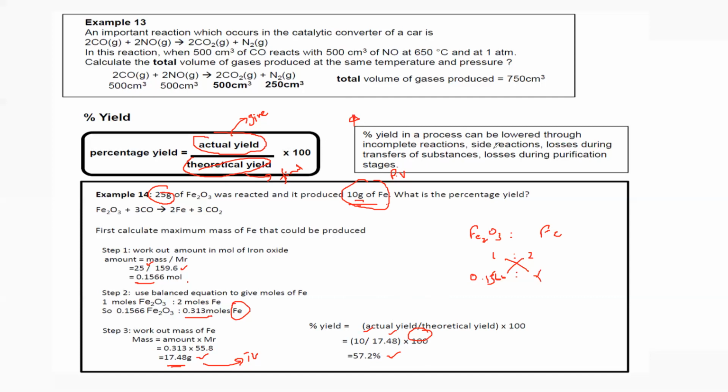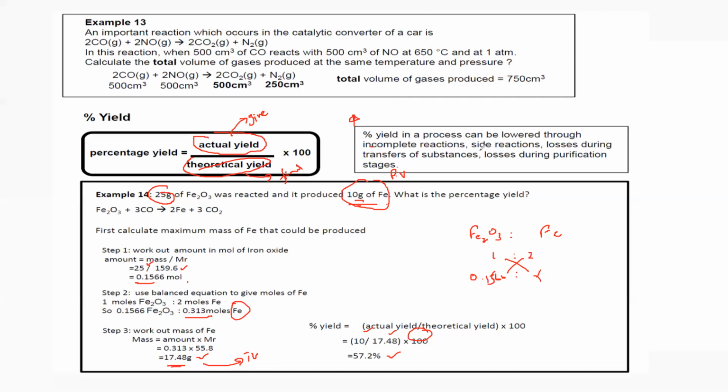Basically, the percentage yield in a process can be lowered through an incomplete reaction. So maybe the reaction might not be complete. Like we have 25 grams of iron oxide, there is a possibility that all 25 grams of iron oxide does not decompose, or does not react with carbon monoxide to form this iron. So that is one possibility.